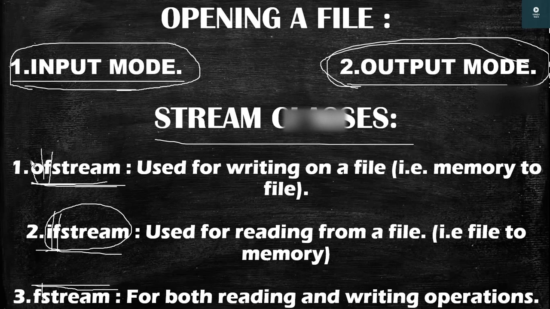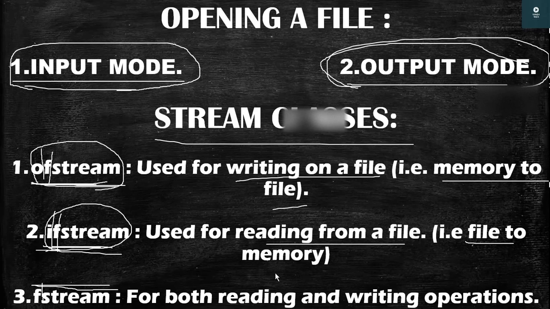Now you will use the OFStream class for writing inside the file. So whenever you have to open a file in output mode, you will use the OFStream class. It is used for writing on a file, that is from memory to file. The second one is the IFStream class. When you have to take input from a file, you'll use this IFStream class, which is used for reading from a file, that is from file to memory. The third one is FStream, which is a combination of both these classes. So if you want to write a program where you take input from the file as well as write to it, you can use this FStream class.